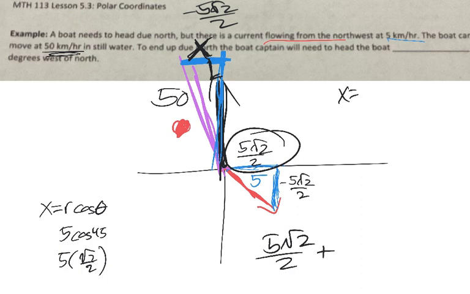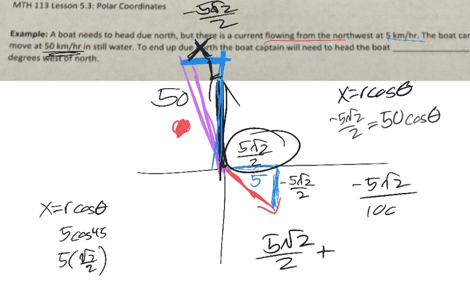So now, thinking about this formula, do I know what the x value is for the purple triangle? Negative 5 radical 2 over 2. Do I know the r value? 50. And I'm looking for theta. Everybody good? So this would be negative 5 radical 2 over 100 equals cosine of theta.